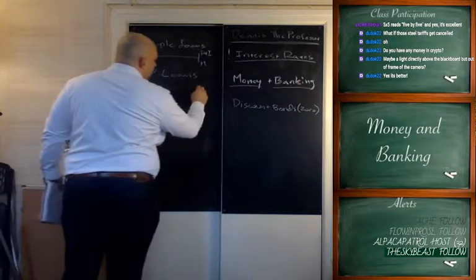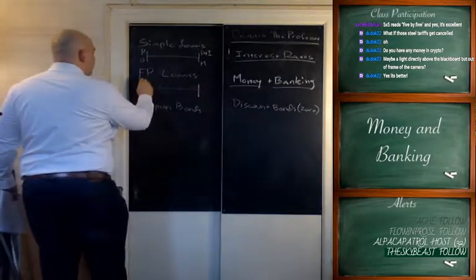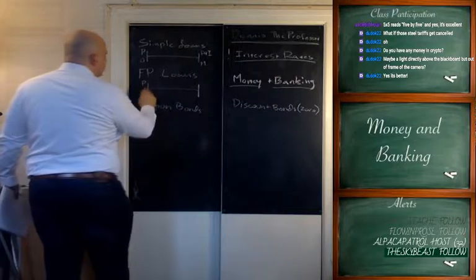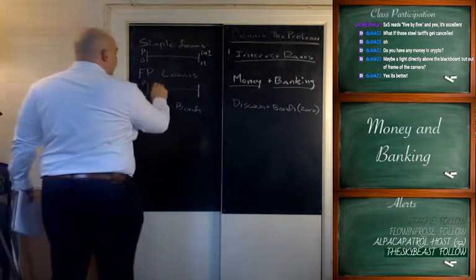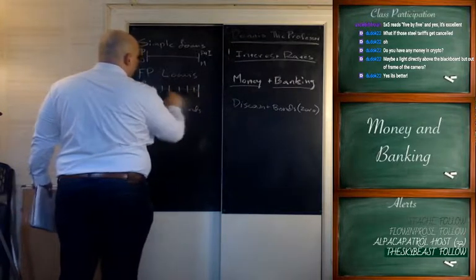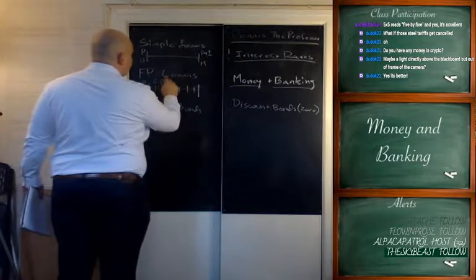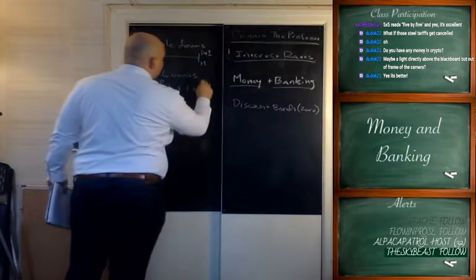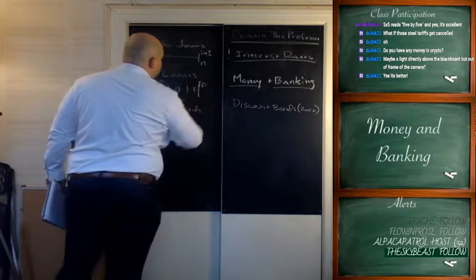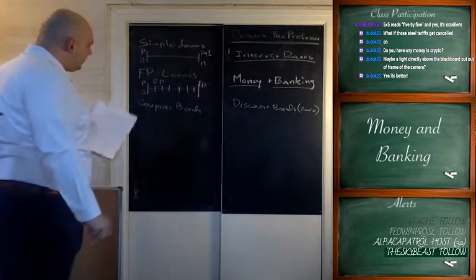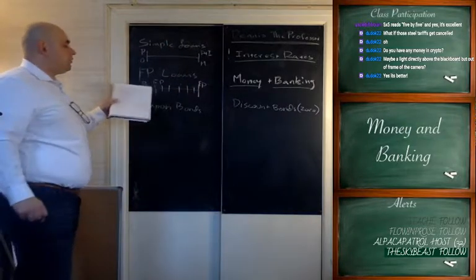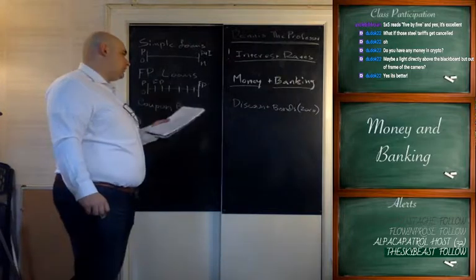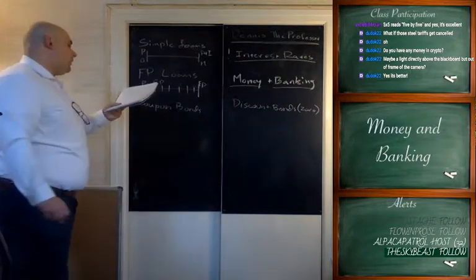In a fixed payment loan, you're borrowing the principal at time zero, and then you're paying an equal payment every single time, including the last payment. So all of your payments are spread out evenly. Usually you're paying more interest than principal in the beginning and more principal than interest at the end. But all of your payments are exactly the same.